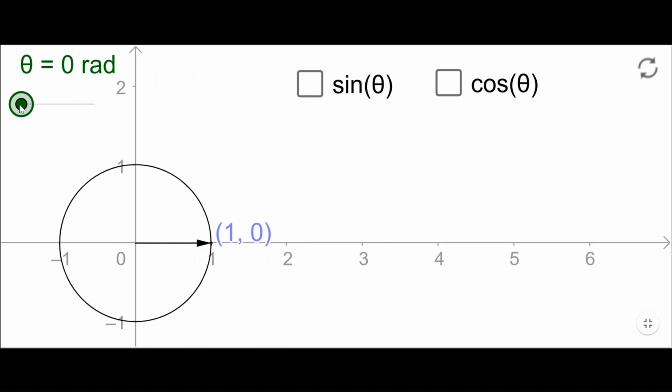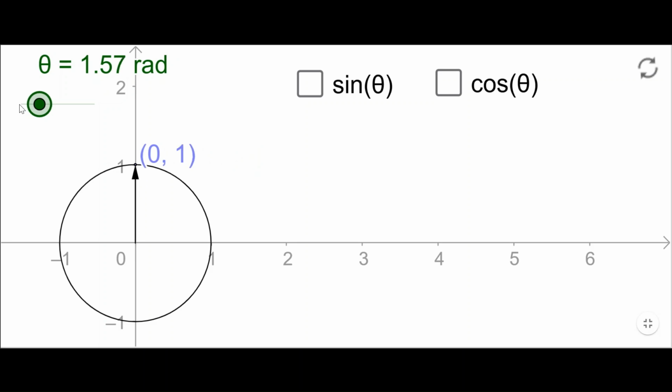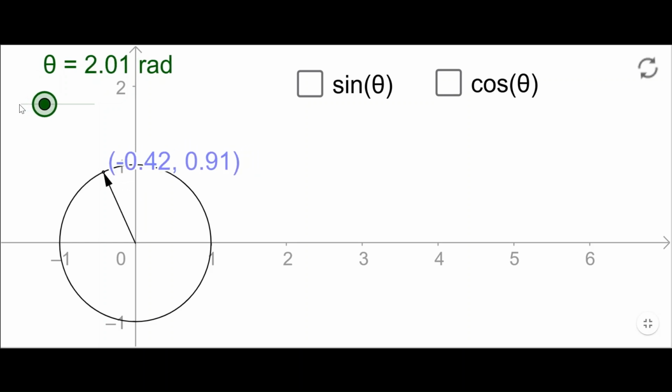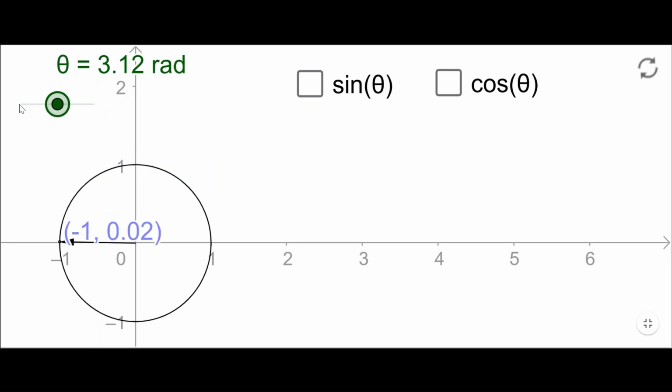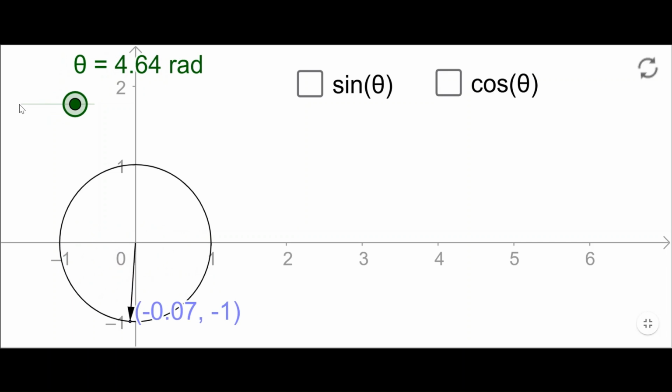Okay, so right now, as we go around the circle, we're going to start with 0 radians, and the y coordinate is 0. As we rotate around, we're going to rotate 90 degrees up to the top. So that's pi over 2 radians, or about 1.57 radians. Now the y coordinate is 1. If we keep rotating to the left side of the circle, we'll stop at pi, and at pi, the y coordinate's 0 again. And if we rotate to the bottom, that's 3 pi over 2, which is about 4.71 radians. Then again, now we get a negative 1 for our y coordinate.